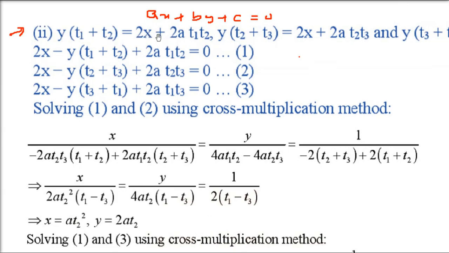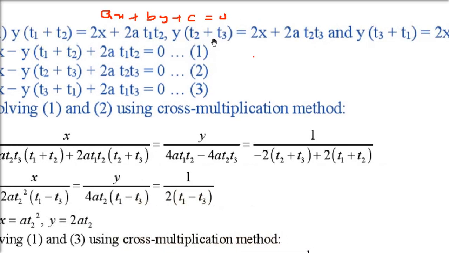This is y(t1 plus t2) equals 2x plus 2a t1 t2. So we took this y on the right hand side, so it becomes 2x minus y(t1 plus t2) plus 2a t1 t2. This is the first equation. Same thing with the other two equations.